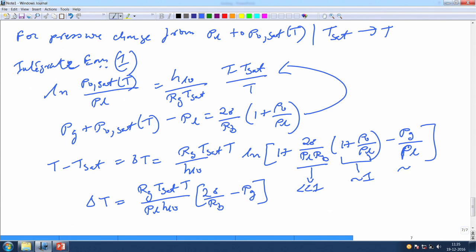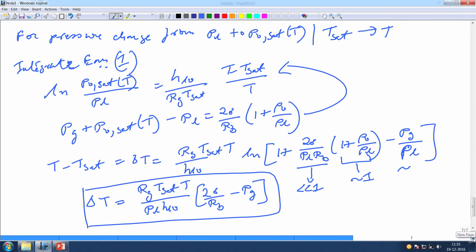Okay. Now, this is the important expression, that is the degree of superheat that is required. Okay. Then we will find out a few more things about it, like for example, what will be the critical droplet diameter, critical bubble diameter.